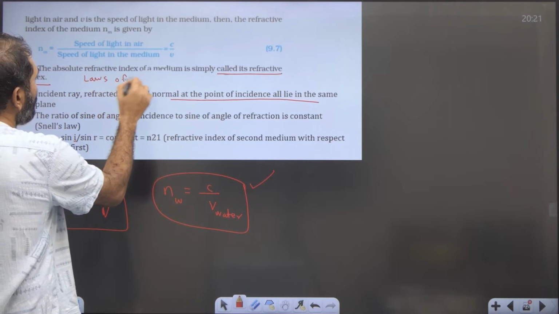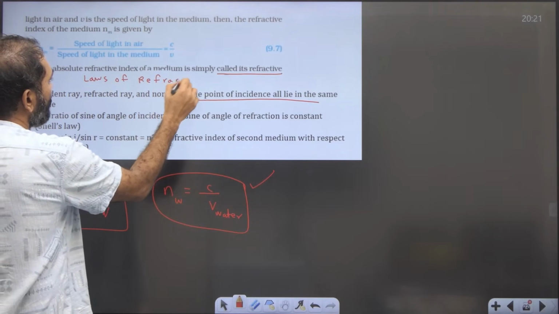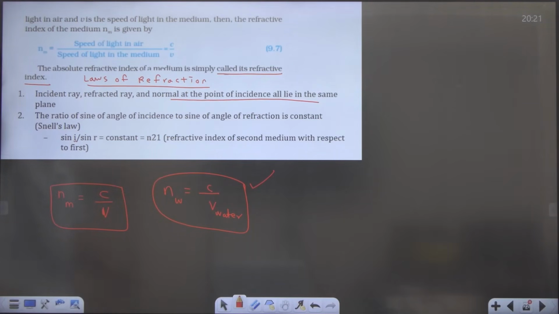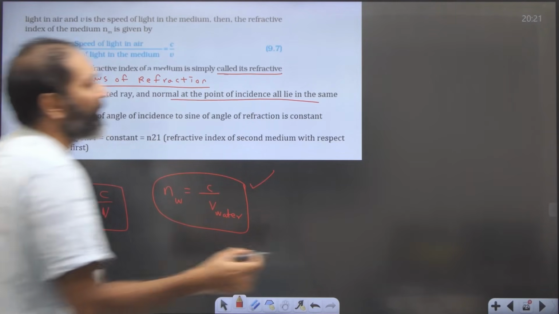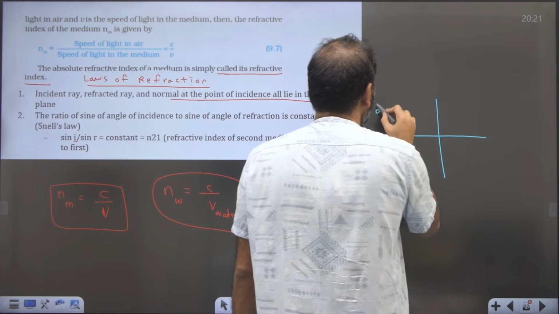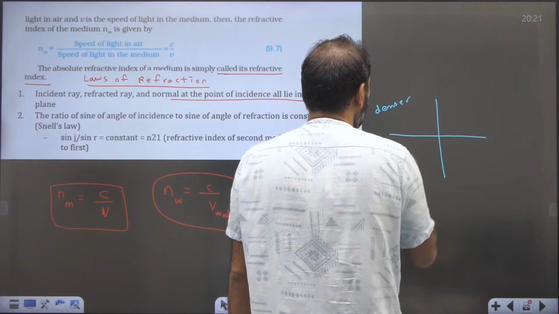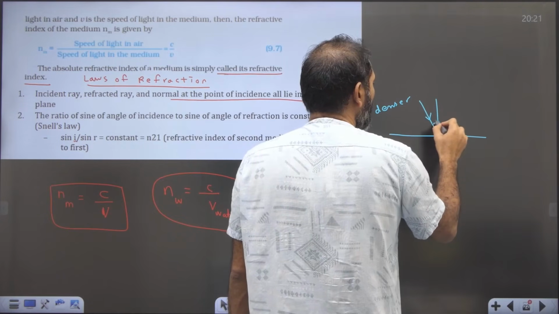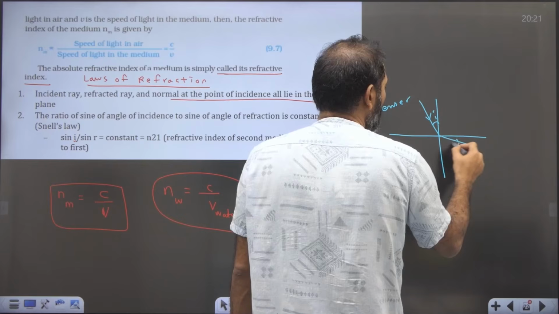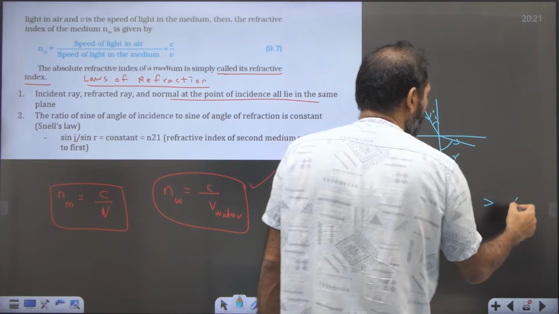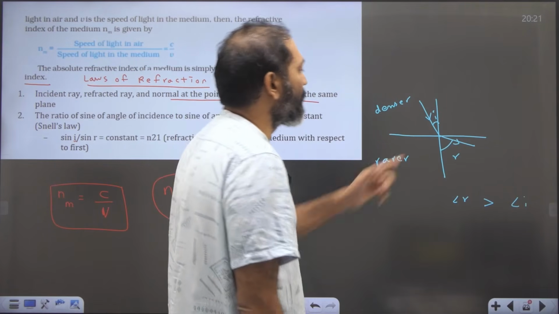Next point, laws of refraction. What are the laws of refraction? The incident ray, refracted ray, and the normal at the point of incidence all should lie on the same plane. Suppose one light ray is traveling from denser to rarer. What happens? The initial angle of incidence is small in the denser medium. So in the second medium, what is the angle of refraction? The angle of refraction is greater than the angle of incidence when a light ray travels from denser to rarer.